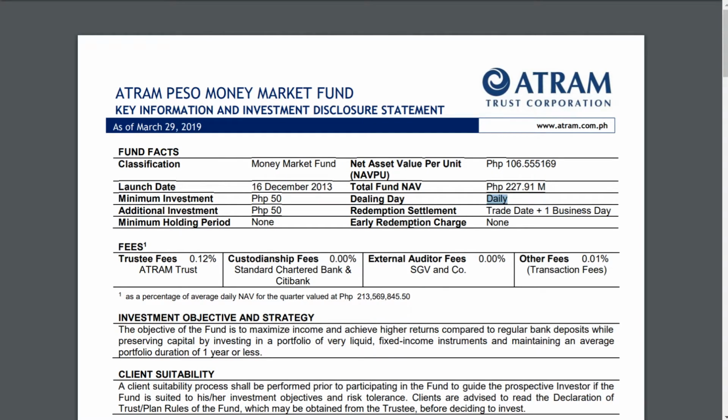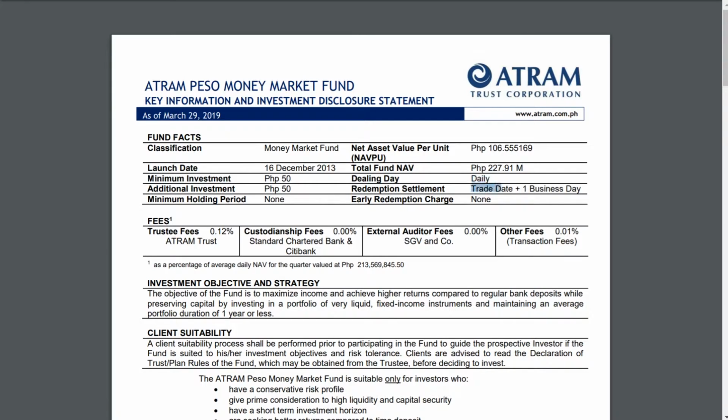Dealing date is daily. Redemption settlement is trade date plus 1 business day. Note that for subscription and redemption, there is a cutoff time which is at 9 a.m. Meaning if the order or redemption is not made before the cutoff, expect the GCash amount to be debited or credited the next day. Do not fret if the amount still does not reflect in your GCash balance, as the processing time could take 2 to 3 business days. There is no early redemption charge, which makes sense as there is no minimum holding period.